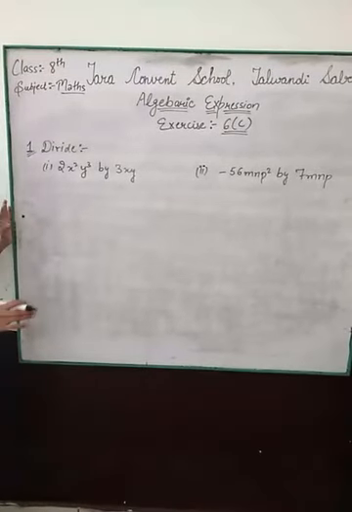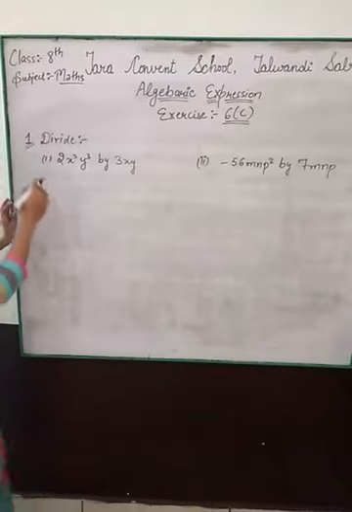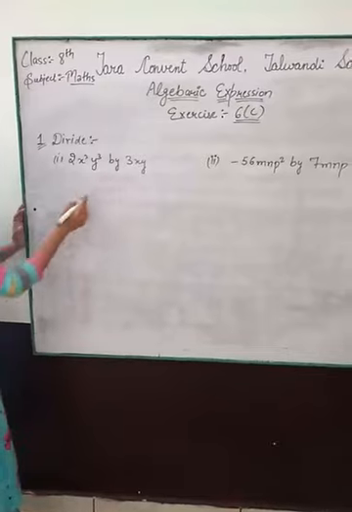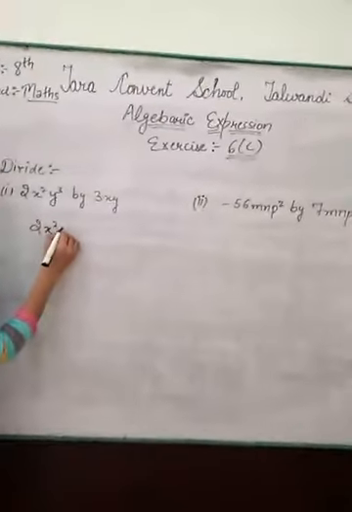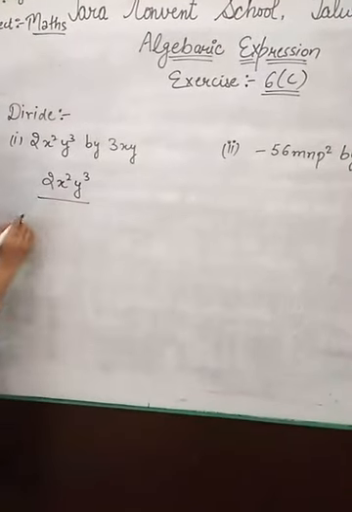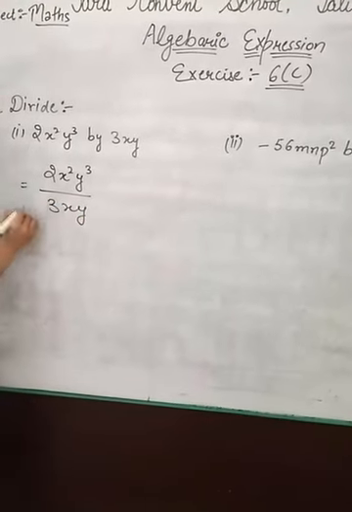Today we are going to start algebraic expression division, exercise 6C. How can we divide two algebraic expressions? Like we have given these two expressions. How can we divide? We can write 2x square, 3y cube, divide sign, 3xy. We want to divide these both.